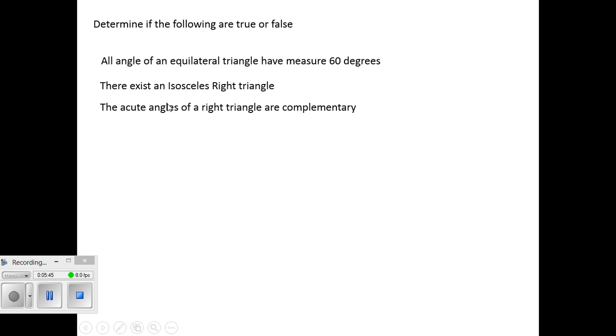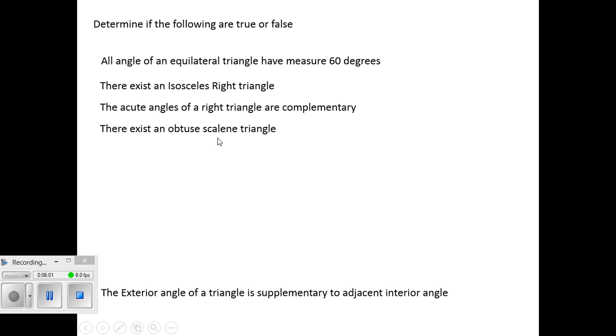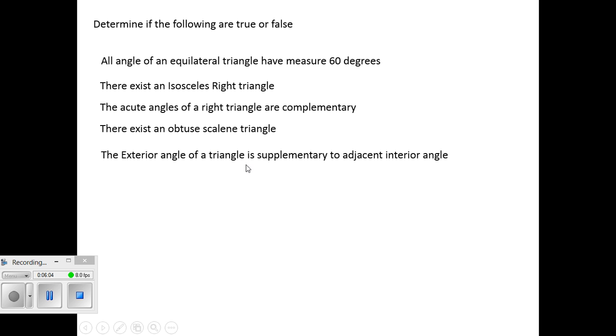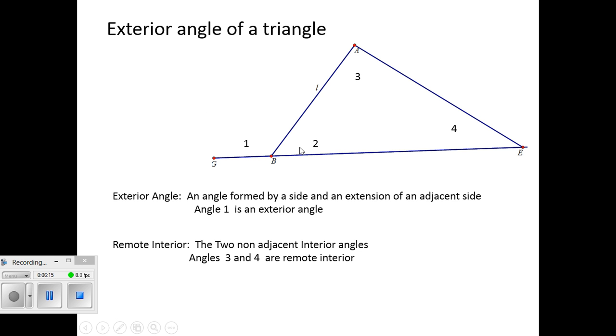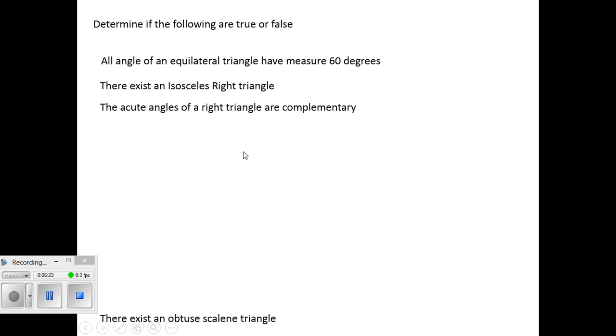Yes? Okay. The acute angles of a right triangle are complementary. Yes, well, if one angle is right, then the other two must add up to the other 90 degrees. So that's a possibility. There exists an obtuse scalene triangle. I don't see why not, okay? The exterior angle of a triangle is supplementary to the adjacent interior angle. We just saw that in the previous slide, okay? If you go back, just let me take you back to that, okay? Here's the exterior angle, supplementary to the adjacent interior angle. Let's go back now through some of these questions, okay?